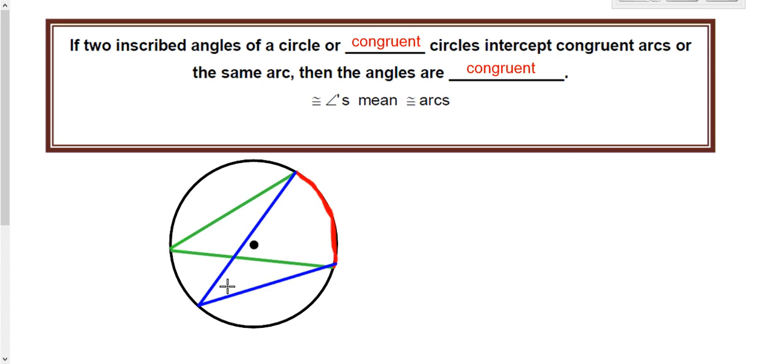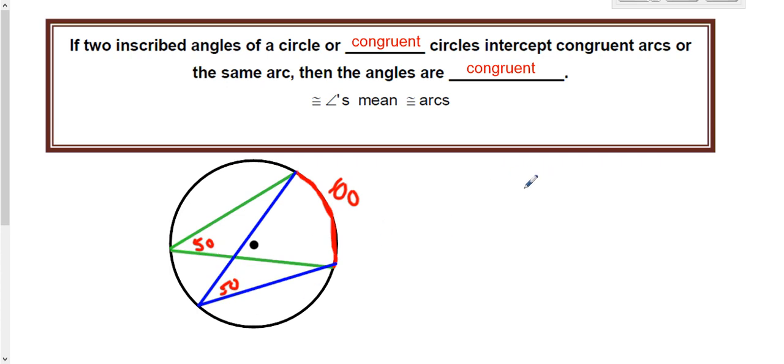In this picture we don't know what they are, but let's say I put something like this. If this arc was 100 degrees, then we'd know this green angle intercepts it. It's half as big, it's 50 degrees. And then of course this blue angle intercepts the same arc, so yeah, it's half as big, it's 50. But that's all they're saying there. If two inscribed angles intercept the same arc, they're the same measure.